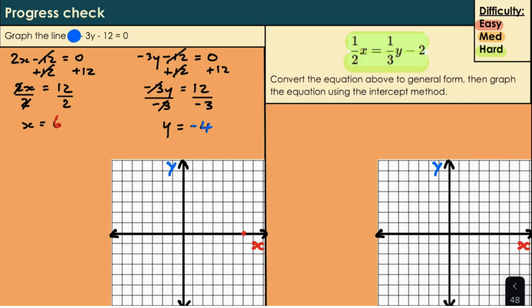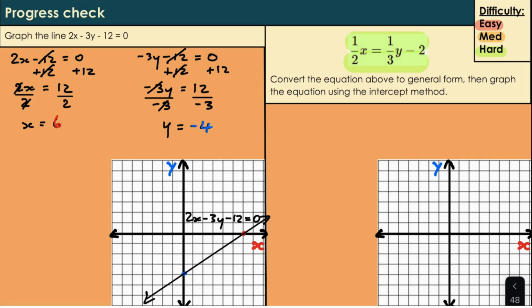We count down 1, 2, 3, 4. We put a dot at negative 4. We have our 2 points. We connect them with a straight line. And that is our equation, 2x minus 3y minus 12 equals 0.